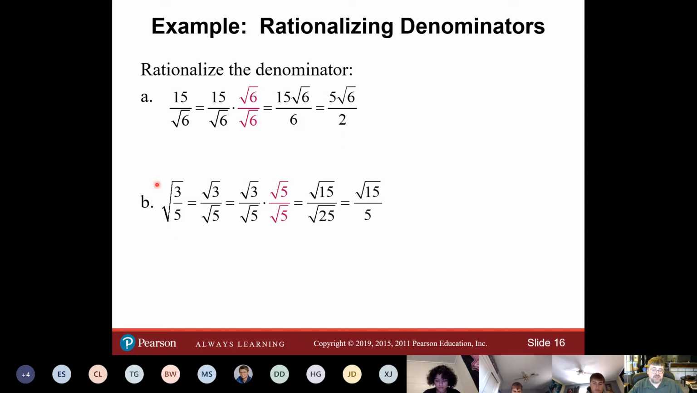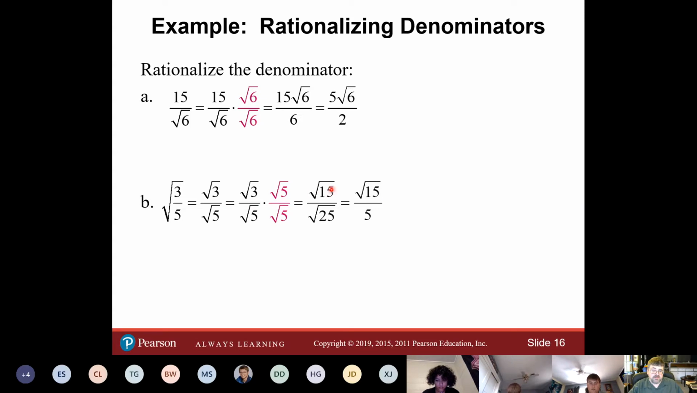Sometimes you'll see something like option B here, where our answer is the square root of 3/5. How can we simplify this, or how can we rationalize this denominator? Here, the first thing we want to do is apply the quotient rule. To apply the quotient rule, we rewrite this as the quotient of 2 square roots: the square root of 3 divided by the square root of 5. Now we clearly see that we have the square root of 5 in our denominator, so we multiply numerator and denominator by the square root of 5.